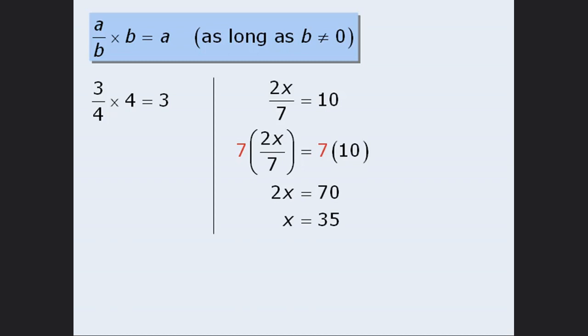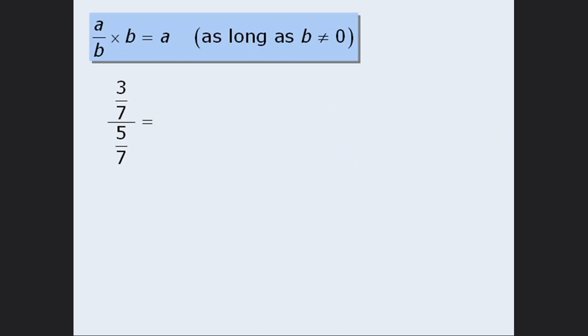We can also use this rule to simplify strange fractions, such as this one. Since the fractions in the numerator and denominator both have 7 as their denominator, let's see what happens when we multiply top and bottom by 7. First, 3/7 times 7 is equal to 3. And next, 5/7 times 7 is equal to 5. So our fraction simplifies to be 3/5.